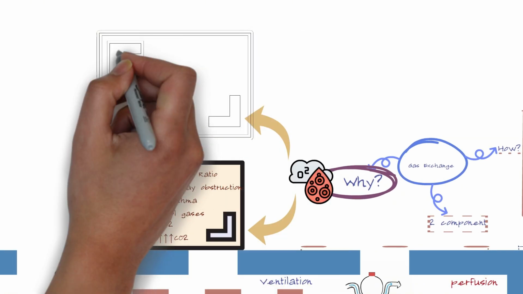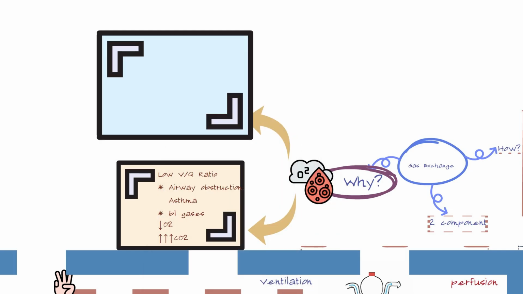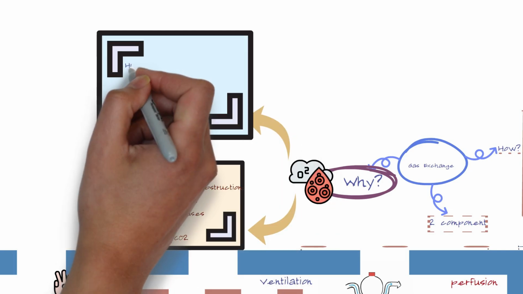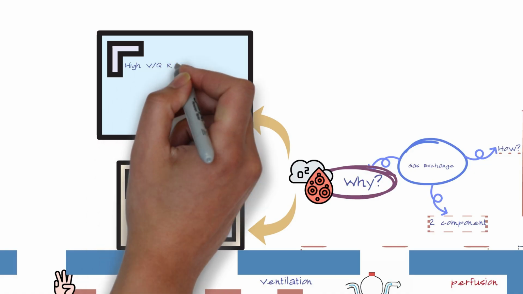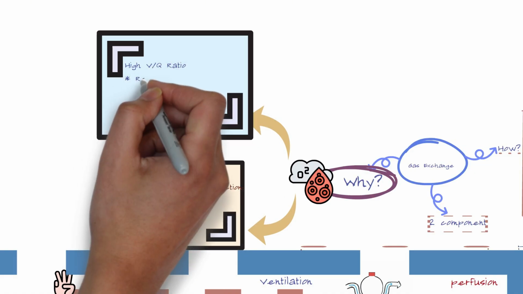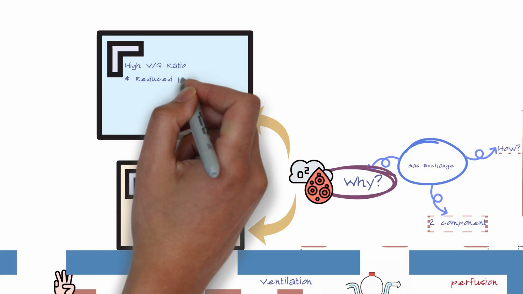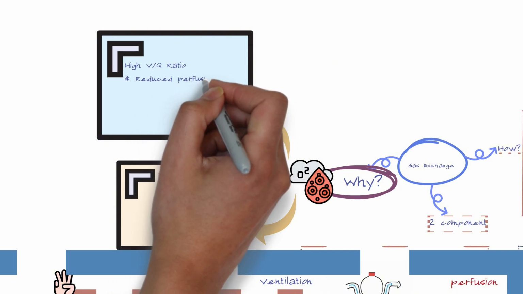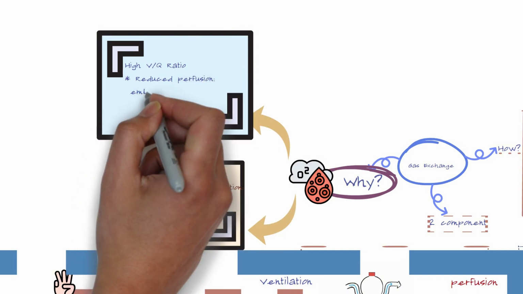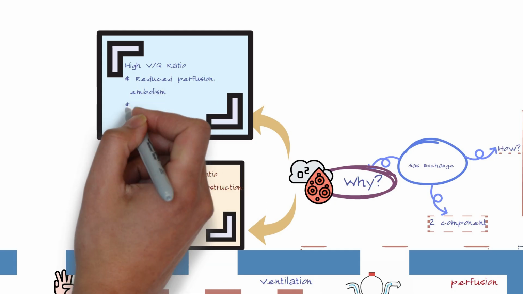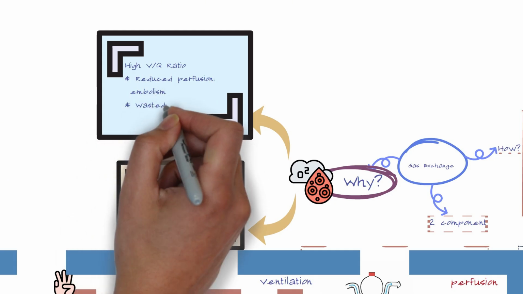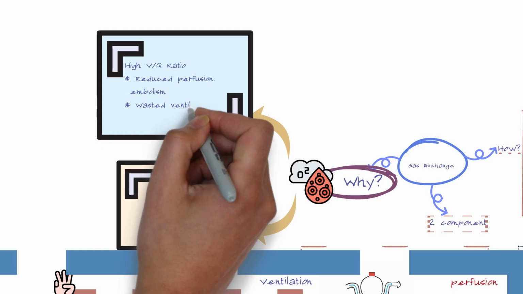So what about the high ventilation perfusion ratio? This occurs when the perfusion decreases while the ventilation remains relatively the same, as in pulmonary embolism. Here the air reaches the alveoli but there is no blood available for gas exchange, and this will result in wasted ventilation.